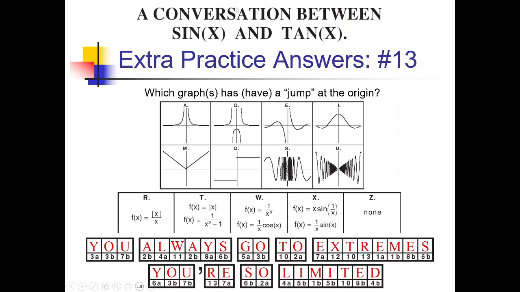A conversation between sine of x and tan of x. So this is, I think, sine of x speaking first. Sine of x says, you always go to extremes, tan of x. And tan of x replies, you are so limited. I guess this makes sense because tan has the asymptote, so it does go to infinity, where sine is limited between negative and positive 1 for its range.